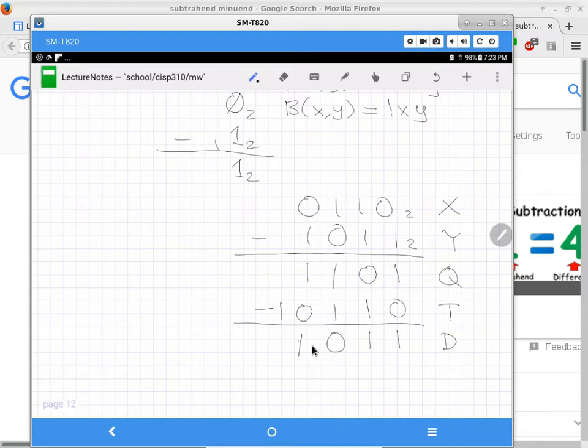But the question is, does it make sense? Okay, is this what it is supposed to be? So we can always do the same calculation in base 10 and see if it makes sense. We look at 0, 1, 1, 0, which is representing 6 in base 10. We look at 1, 0, 1, 1, which represents 11 in base 10. And then we perform this subtraction. And of course, when you do this subtraction, the answer is negative 5.